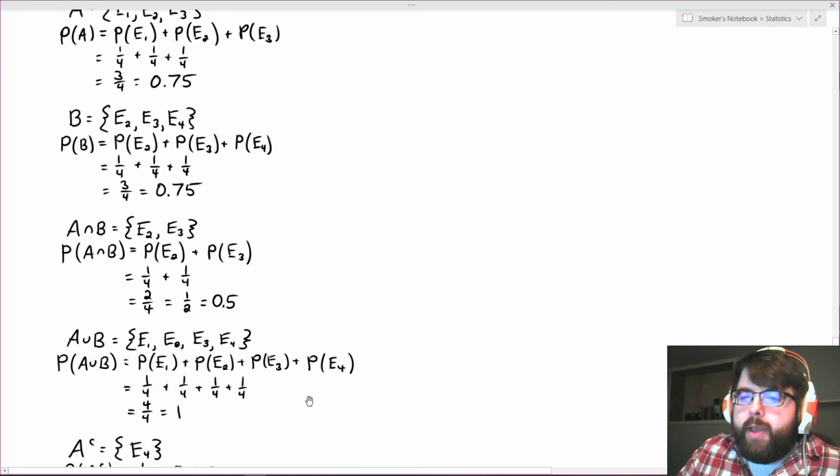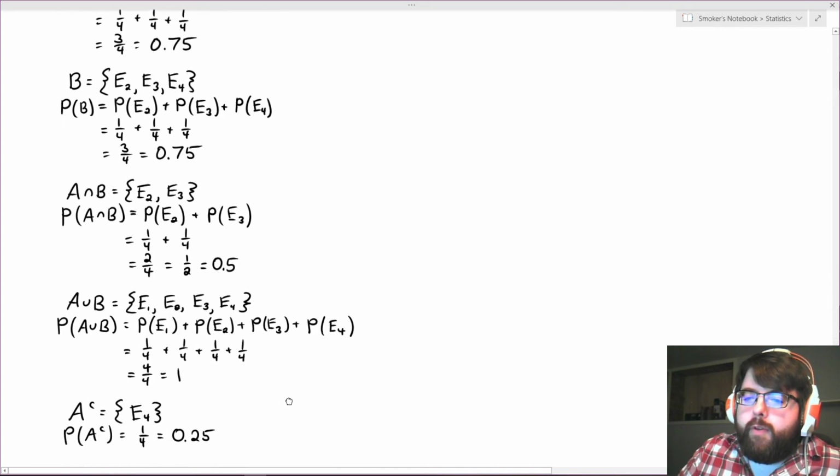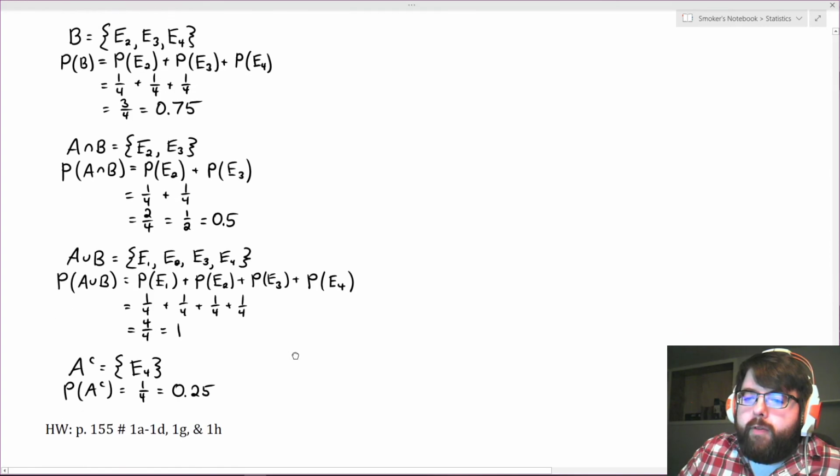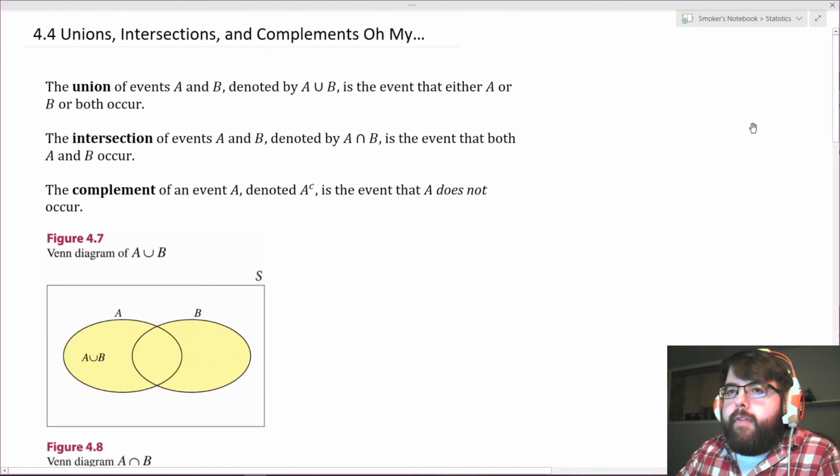Okay. The complement of A. If A is 1, 2, and 3, and the entire sample space is E1, 2, 3, and 4, then the complement will be E4, the only thing that's not in A. And that'll be a 1/4 chance, or 25%. And that wraps up the first section of chapter 4, section 4.